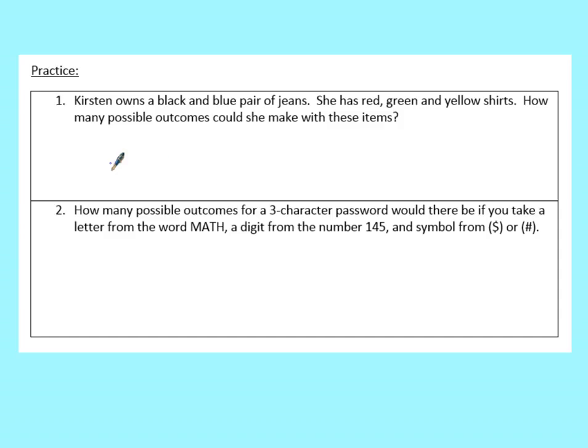In number 1, it says Kirsten owns a black pair and a blue pair of jeans. She has red, green, and yellow shirts. How many possible outcomes could she make with these items? We're first going to look at possible pants and then possible shirts, because when you make an outfit, you need one of each. For her pants, she has 2 pairs of jeans, 1 black and 1 blue, so that's 2 possible outcomes. For her shirt, she has a red, a green, and a yellow. That's 3 possible shirts. So we're going to multiply her pants by her shirts, so 2 times 3 gets us 6 possible outfits here, or outcomes. And that's what we have.